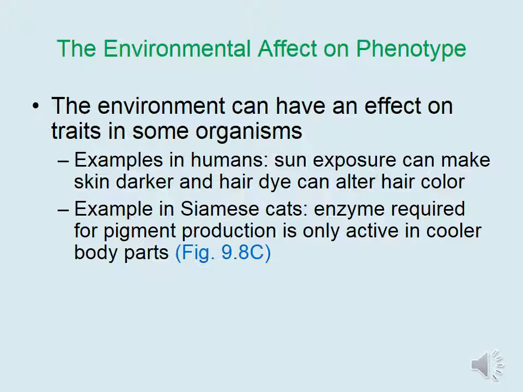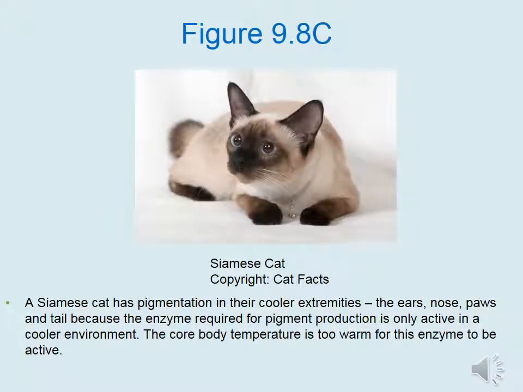An example in Siamese cats is an enzyme that's required for pigment production that is only active in cooler body parts. A Siamese cat has pigmentation in their cooler extremities, the ears, nose, paws, and tail, because the enzyme required for pigment production is only active in a cooler environment. The core body temperature is too warm for this enzyme to be active.